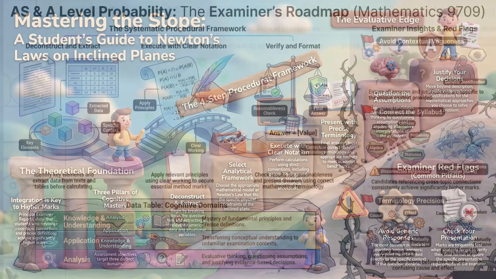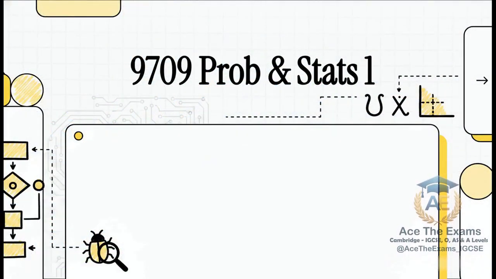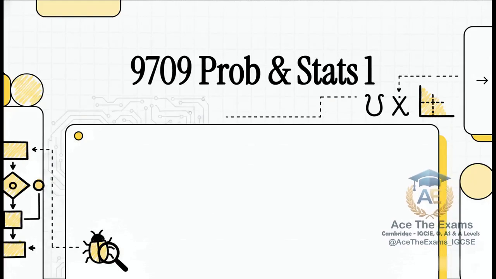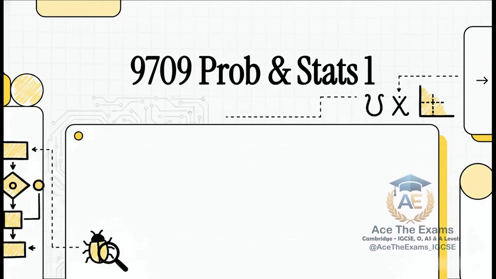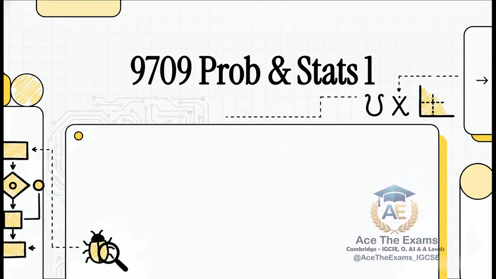If you're currently preparing for the Cambridge 9709 Probability and Statistics 1 exam, you already know the frustration. You totally understand basic probability, you've memorized the addition rules, you get conditional probability, and yet you're still leaking easy marks on the actual paper. Why? Because simply mastering the math isn't enough anymore.